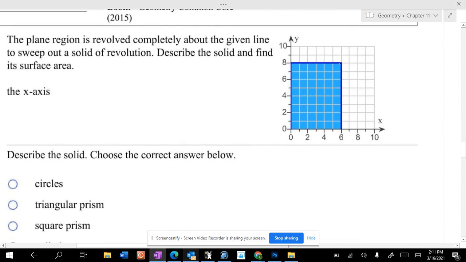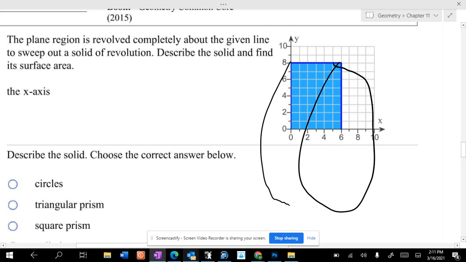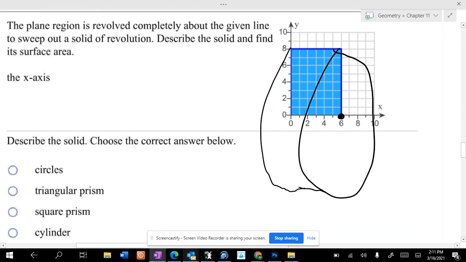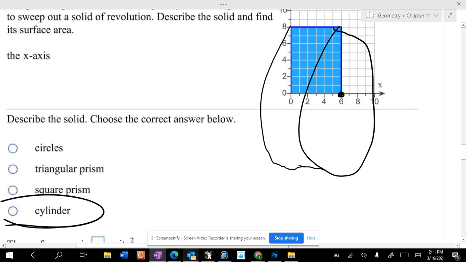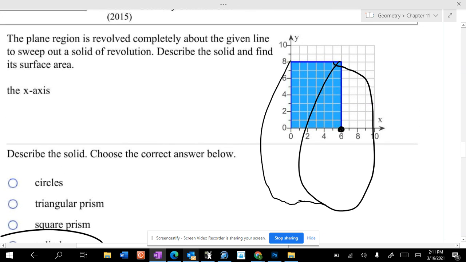Okay? If we wrap this around the x-axis, it becomes a what? What is that shape sitting on its side? A cylinder. It is a cylinder. And then to find the area of it, the radius is this. This is a radius. Well, the radius looks like it's 8 long. The height is this. Looks like it's 6.